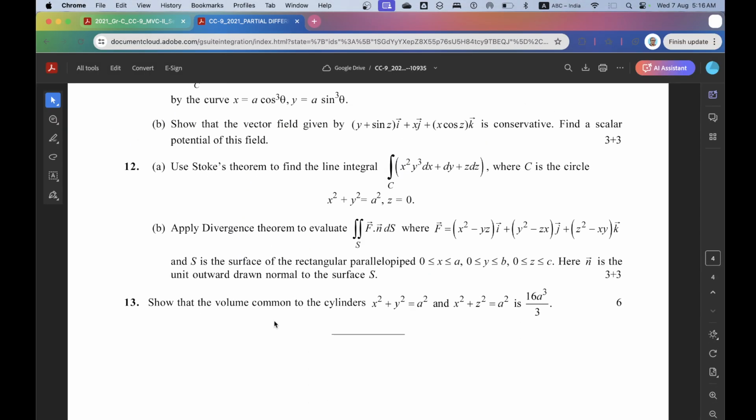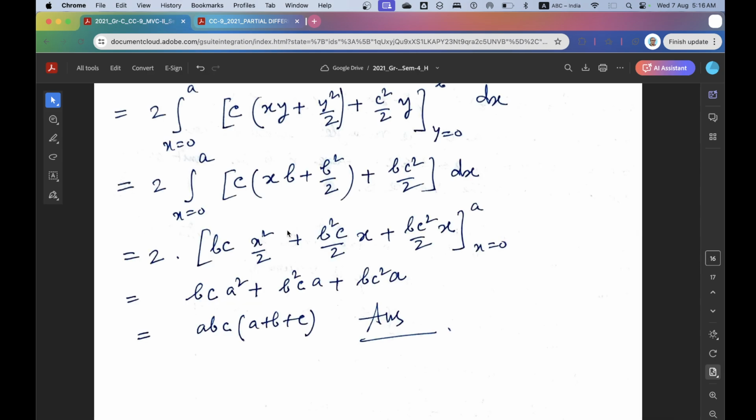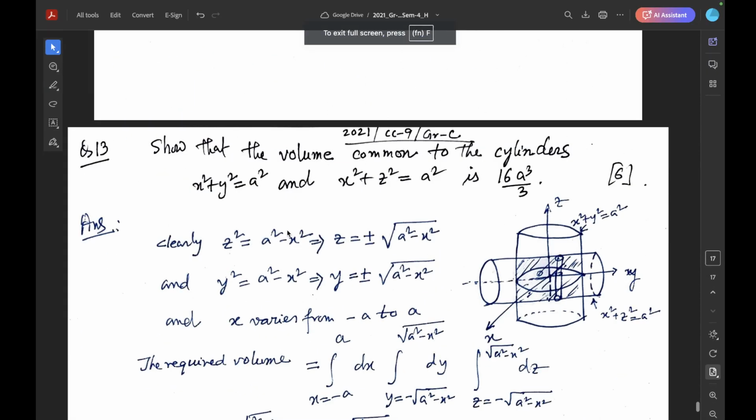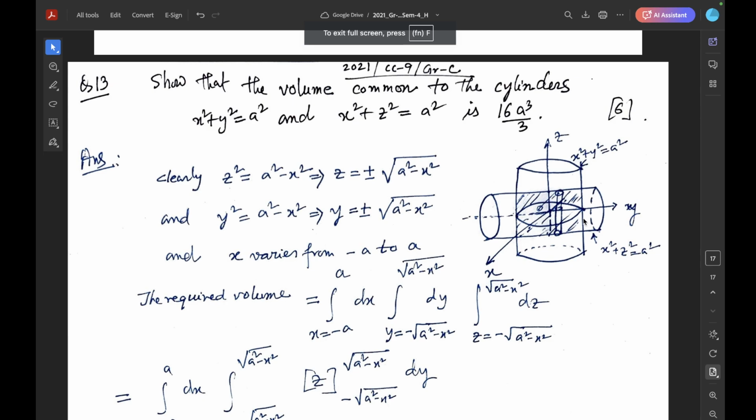Question 13, show that the volume common to the cylinders x square plus y square equal to a square and x square plus z square equal to a square is 16a cube by 3. This is the cylinder x square plus y square equal to a square. This is the vertical cylinder, whose axis is the z axis, and this is the horizontal cylinder along the y axis, x square plus z square equal to a square.